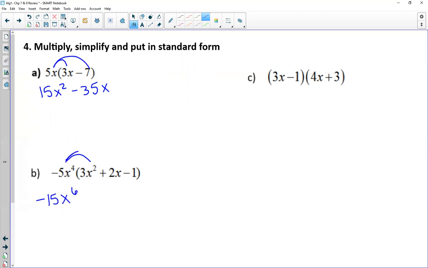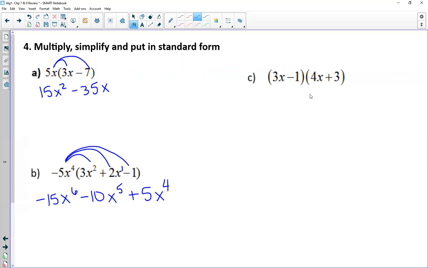I then do negative 5x to the fourth times 2x. Negative 5 times 2 is negative 10. X to the fourth times x to the first will be x to the fifth. And then finally, I have negative 5x to the fourth times negative 1. This is going to leave me with positive 5x to the fourth. And this is in standard form already.